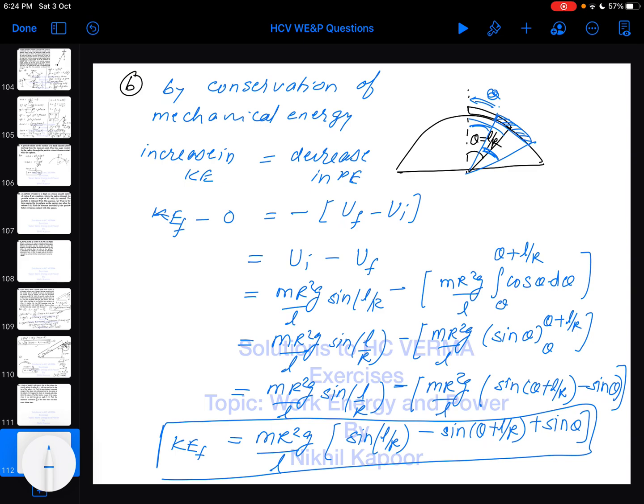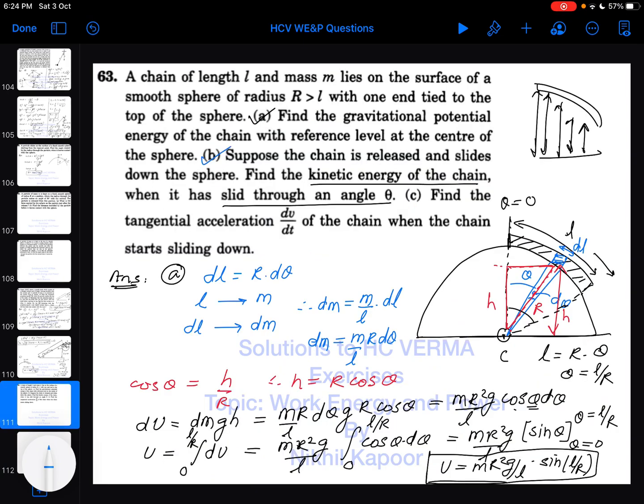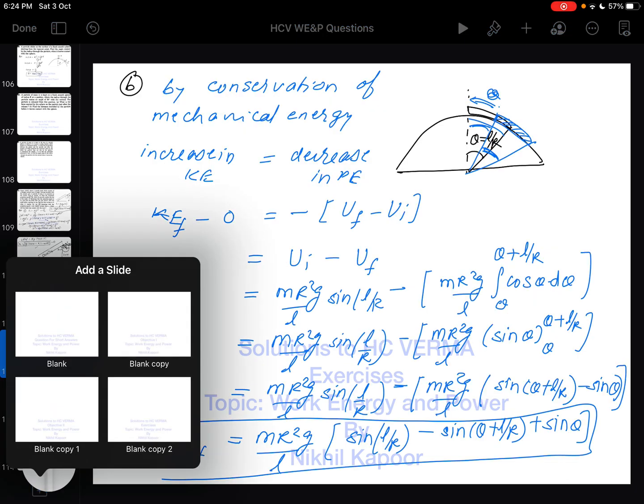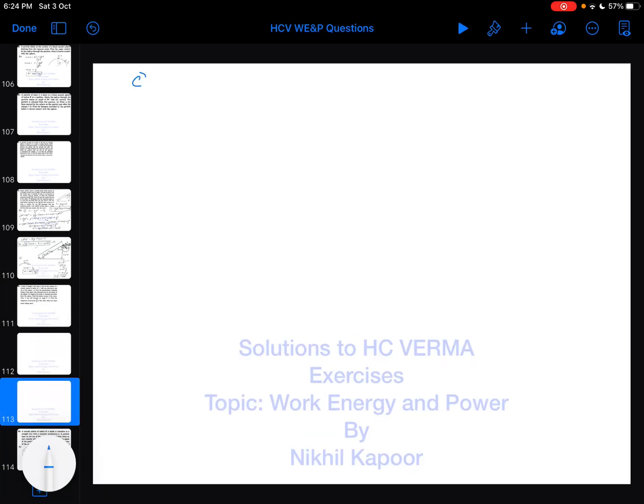Okay, so we have completed the B part of the question. Now let's solve the C bit of this question. Find the tangential acceleration dv by dt of the chain when the chain starts sliding. Okay, so let's take the next page again. In the third part we have to find dv by dt, that is the rate of change of speed.